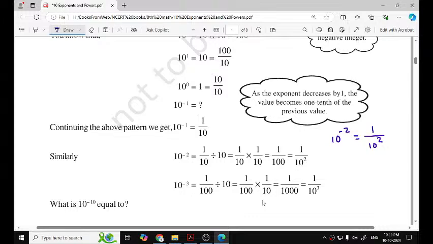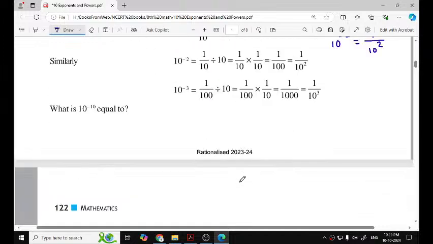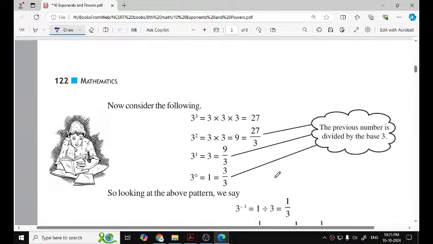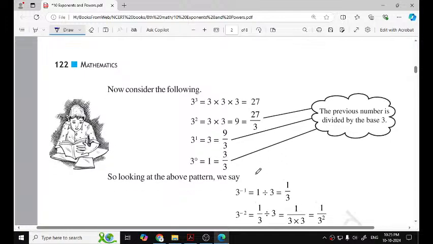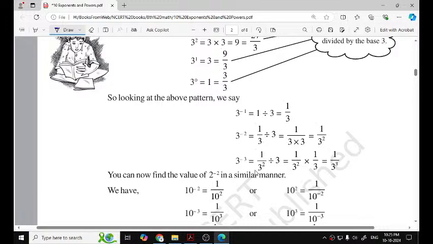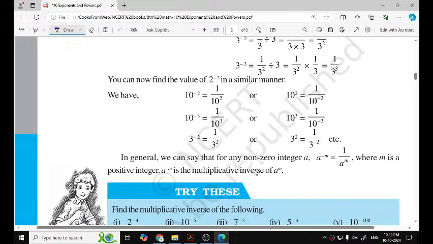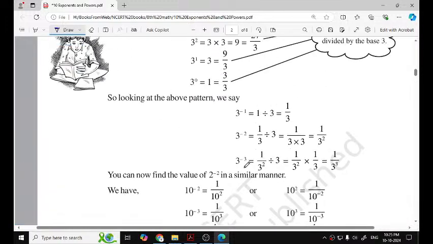10 raised to minus 3 is 1 upon 10 cube. So what is 10 raised to minus 10? It is 1 upon 10 raised to 10. Now similarly we can find out powers of 3. 3 raised to 0 is 1, and if the power becomes negative, 3 raised to minus 1 is 1 upon 3, 3 raised to minus 2 is 1 upon 3 square, and so on.